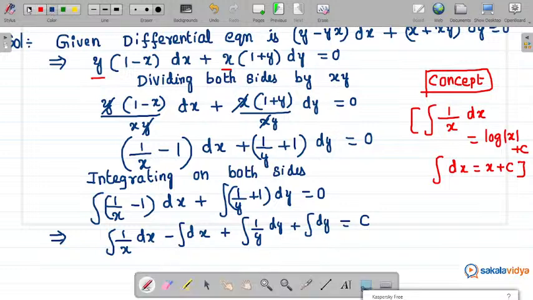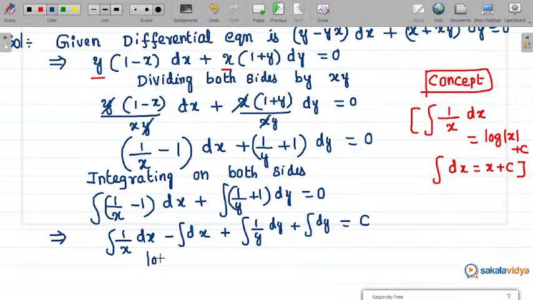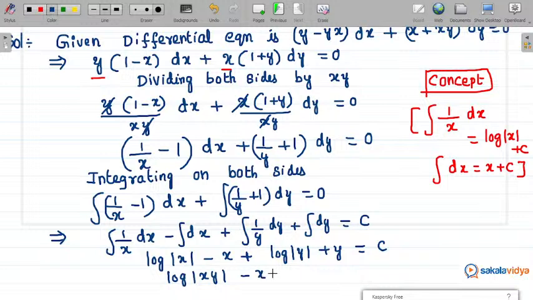Here we can write log mod x minus x plus log mod y plus y equals constant of integration. Log mod x plus log mod y, we can write log mod of xy, minus x plus y equal to constant of integration. Say this is equation 1. This is the general equation, but we do not require the general equation as it represents an equation of the curve. It passes through 1 comma 1.